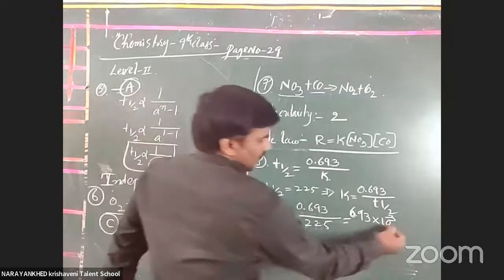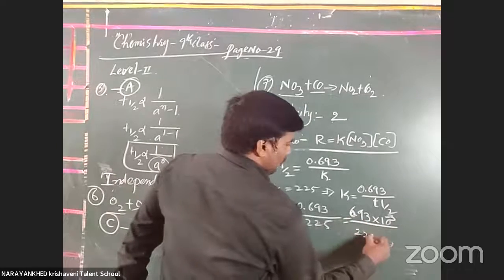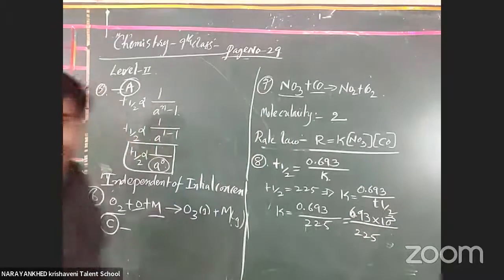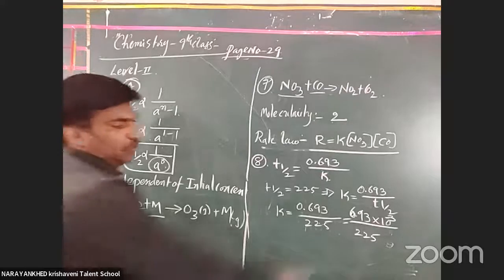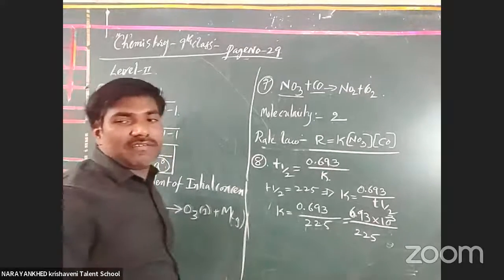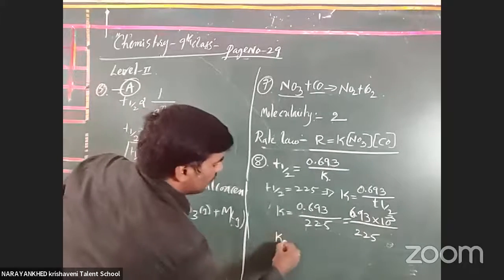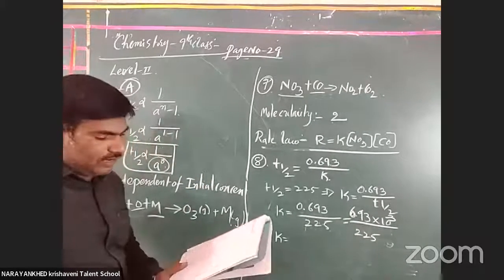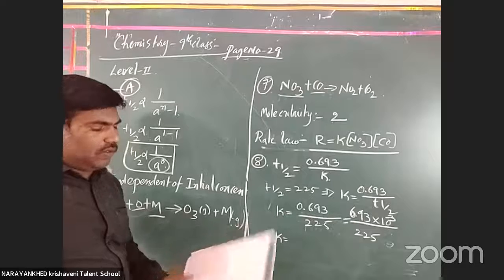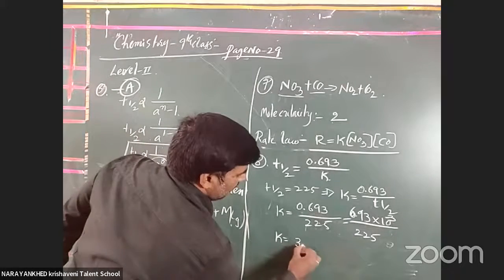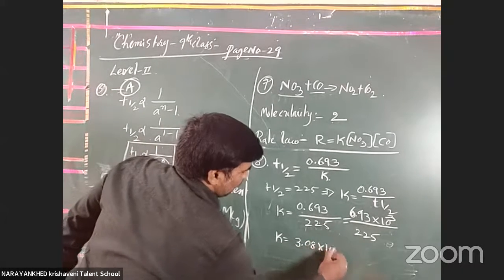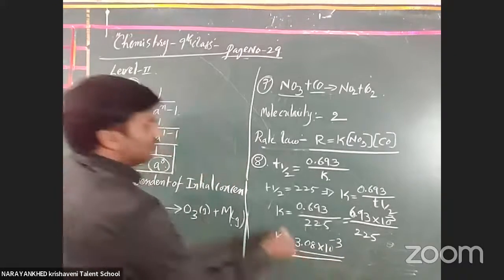That is automatically minus 3, and 225 approximately. Got it or not? Approximation 225 into 3, what is that? 675. Okay? That is the nearby answer you have to select. The answer becomes 3.08 into 10 to the power of minus 3. This is only the constant one.